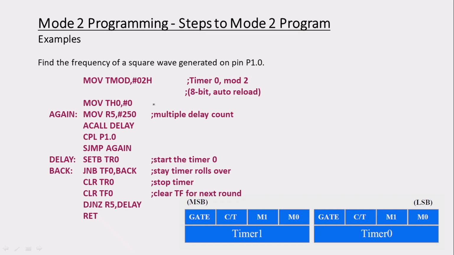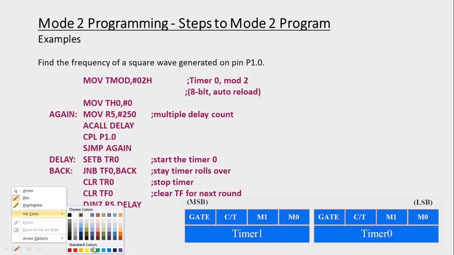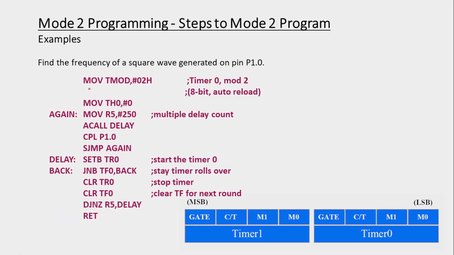Now they are asking us to find the frequency of a square wave again at port 1.0. If you look at this, they have loaded 02 hex into TMOD. Now if you look at this particular TMOD register, it is 0000 and then 0010.